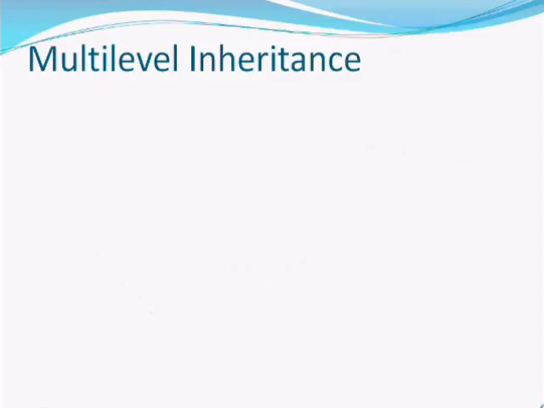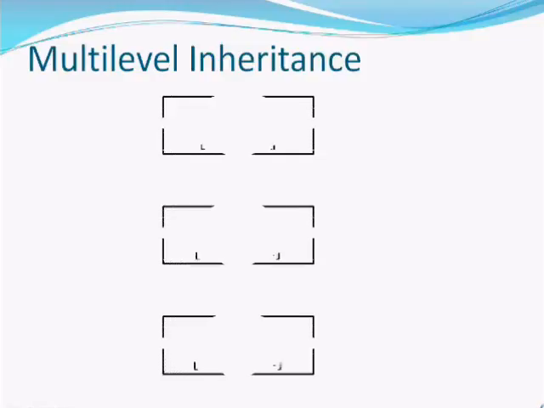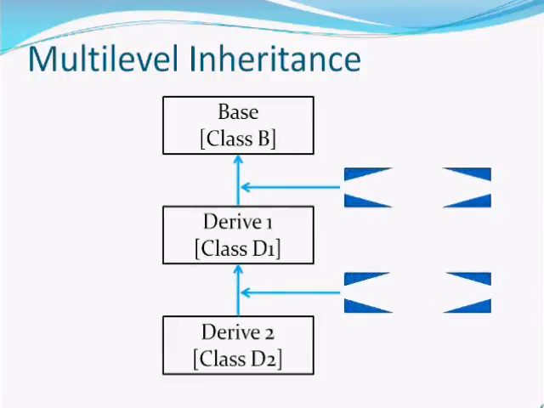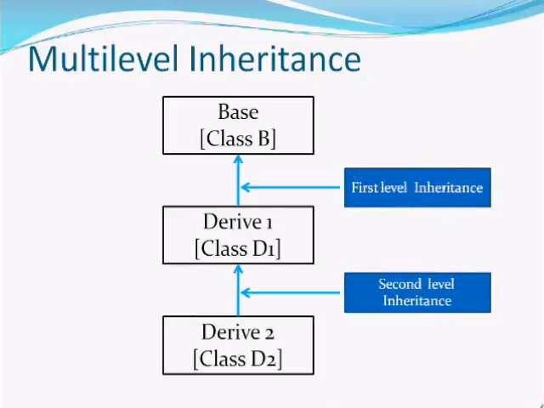Now we will look at multi-level inheritance. C++ also provides the facility of multi-level inheritance, according to which a derived class can also be derived by another class, which in turn can further be inherited by another, and so on. Class B represents the base class. The class D1, which is called the first level of inheritance, inherits the class B. The derived class D1 is further inherited by the class D2, which is called second level inheritance.